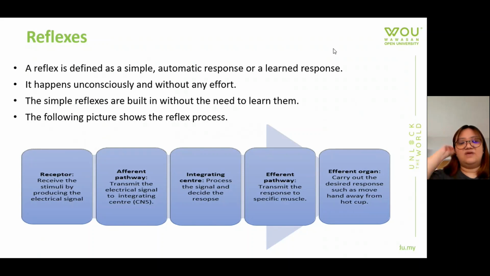So we have the efferent organs carry out the desired response, such as, for example, moving our hand away from the hot cup. So this is a simple mechanism and simple illustration of how reflexes happen. Yeah, the process will happen.